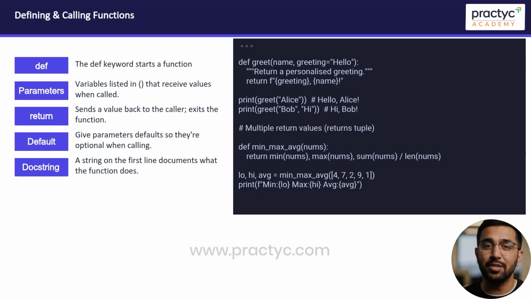Parameters are variables in parentheses that receive values. The return statement sends a value back to the caller. Default parameters make arguments optional. A docstring documents the function's purpose.